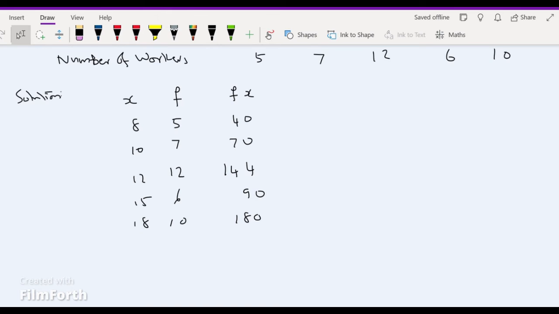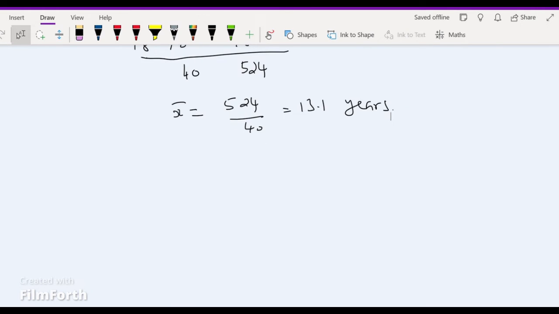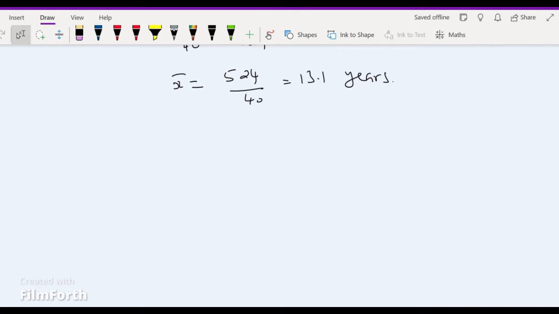So already we know that if frequency is given, the formula is x bar is equal to summation of fx by summation of f. So we need to find these two values. This value is 40, this value is 524. So x bar is equal to 524 by 40. This value is 13.1 years. So the arithmetic mean of the given observations is 13.1 here.